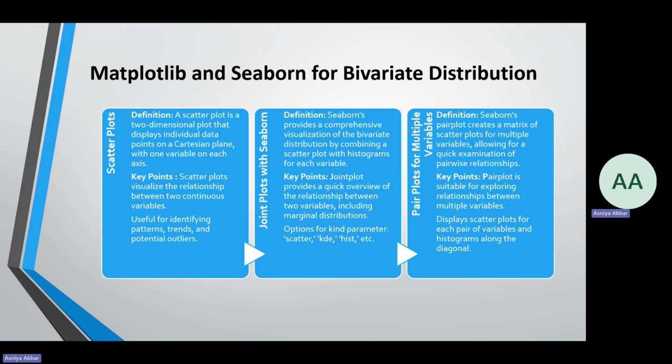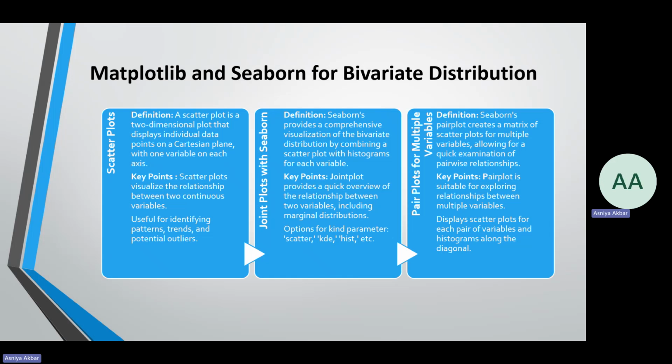And then we have joint plots with Seaborn. A Seaborn joint plot provides a comprehensive visualization of the bivariate distribution by combining a scatter plot with the histogram for each variable. The joint plot provides a very quick overview of the relationship between two variables, including marginal distributions and options for the kind parameter such as scatter, KDE, and hist.